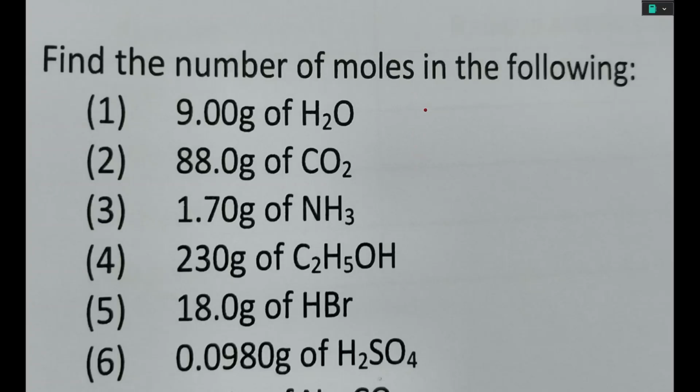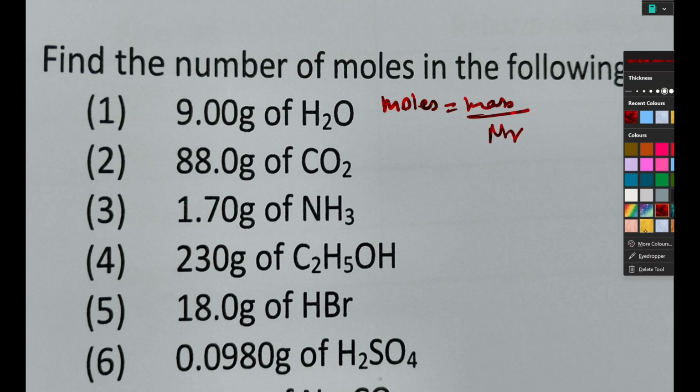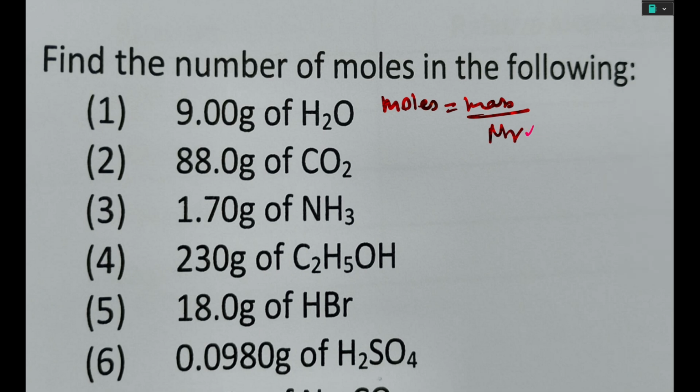Remember this golden rule, and most mole questions are going to be very easy for you. And the golden rule, which is just the formula, is moles equals mass over Mr. Now, what is Mr? If you don't know Mr, you cannot work out the moles. Mr is just the relative formula mass, RFM, of the formula given.